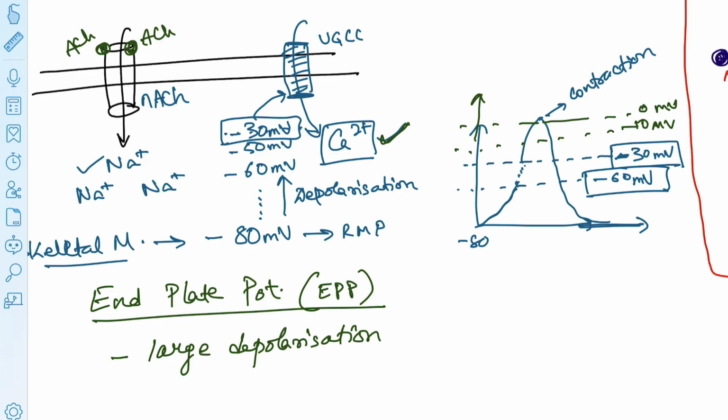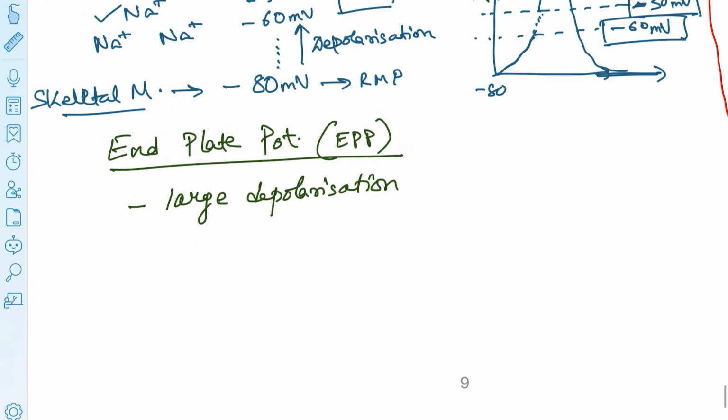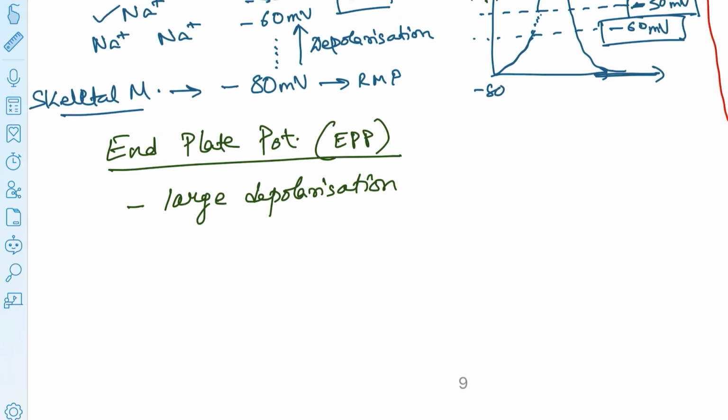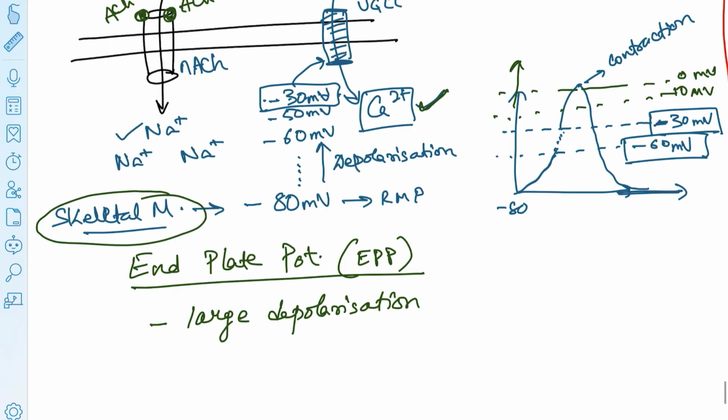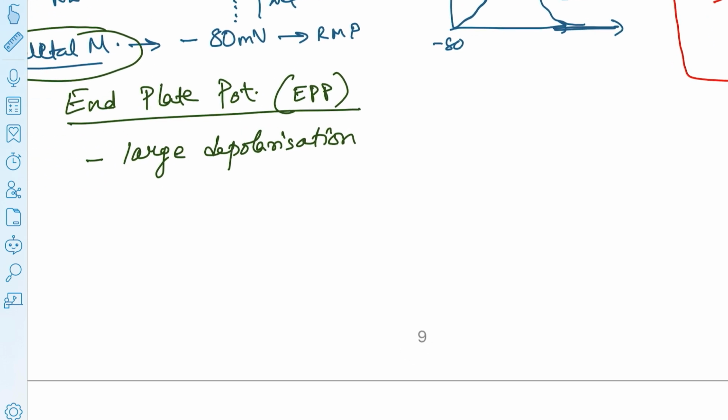Okay, but ultimately it diminishes again and comes back to the resting state. So this was all about end plate potential. And one last thing is, as I told you, this mainly happens in case of skeletal muscles, and we know in skeletal muscle we have basically NM type of nicotinic receptors. So what happens in neurons, you have to know that as well.